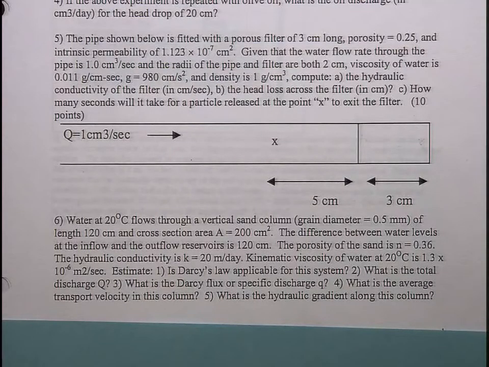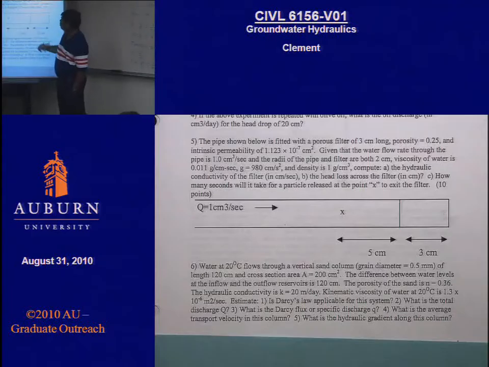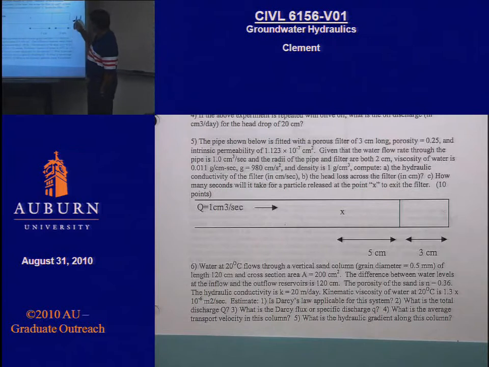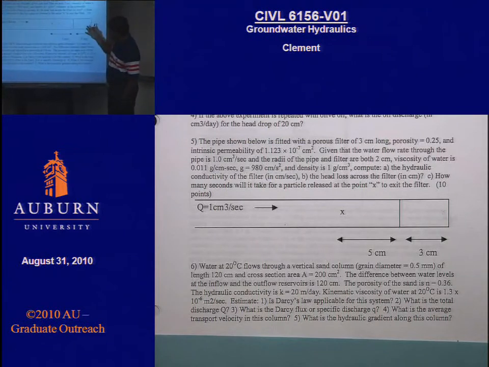So this is a little filter, if you will, a porous media filter, and this is an open pipe, really. Given the water flow rate through the system, so Q is given. And when Q is given, if the area is known, the radius of the pipe is given, right? Immediately you can find the Darcy flux through the system.